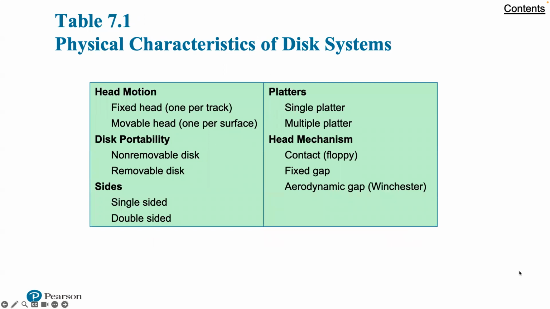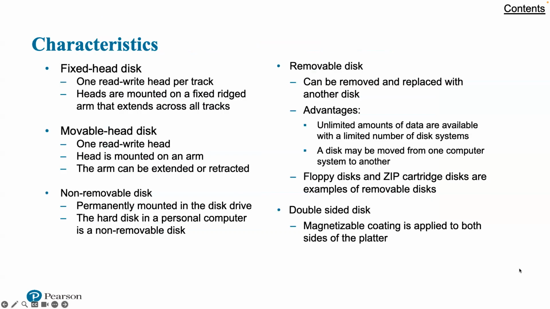So here in table 7.1, it lists the major characteristics that differentiate among the various types of magnetic disks: the head motion, the disk portability, the sides, the platters, the head mechanism, and there's more things beyond that. You can feel free to pause the video and look over that in more detail.